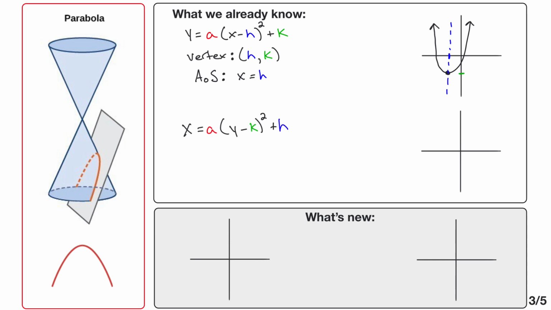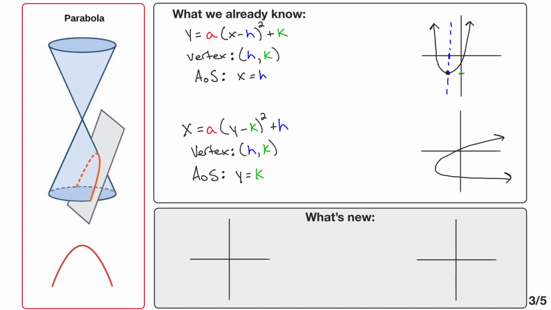So notice x and y swapped, so of course h and k also have to swap. But the vertex is still the same place. The vertex is still going to be a coordinate, and it's still going to be (h, k). That doesn't change. But the axis of symmetry is now going to be pointing left and right, so it is still going to be an equation, but now it's going to be y equals the k value, because this is going to be a graph that looks something like this.